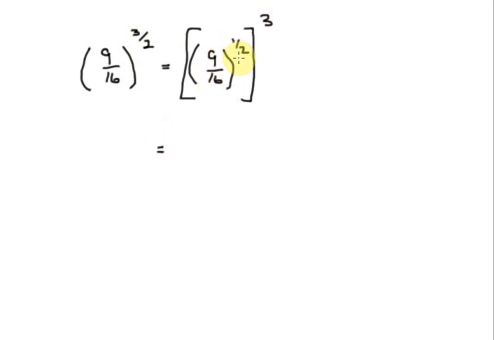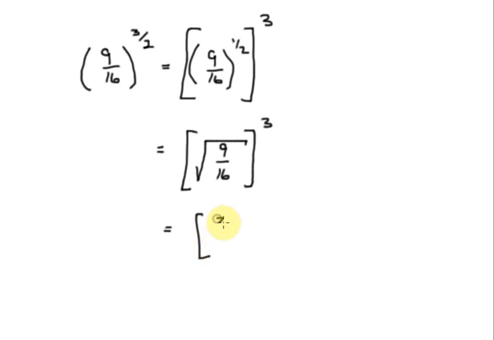Alright, well, anything to the 1/2, that means you're square rooting it. So we're looking for the square root of 9/16, and then we're going to take all that and cube it. Now the square root of 9 is 3, and the square root of 16 is 4. And then I have to take that and cube it. So on the top, I'm going to have 3 times 3 times 3, or 27, and on the bottom, 4 times 4 times 4, or 64. And there's my answer. No calculator required.